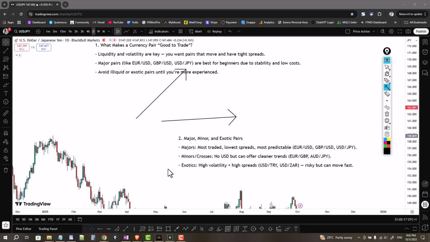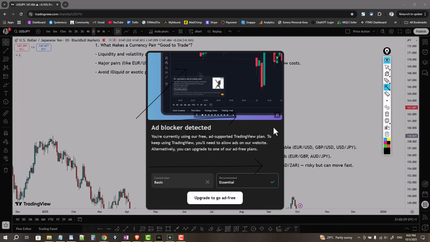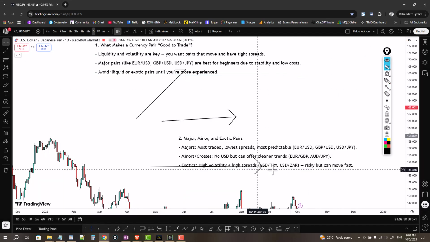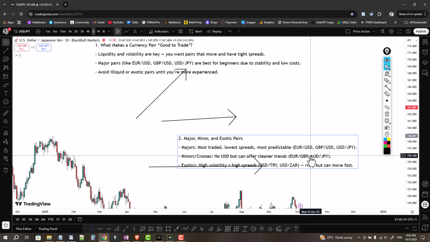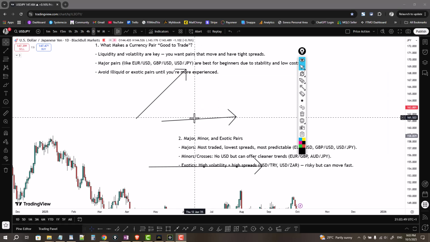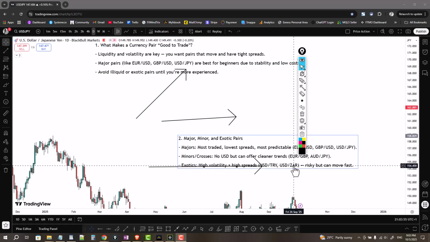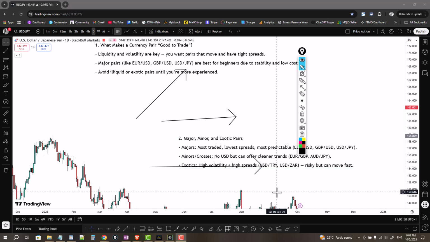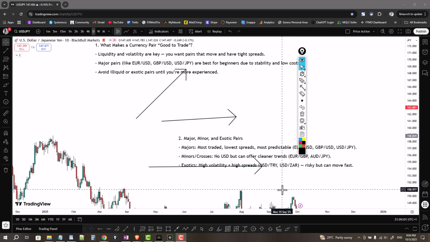And then last but not least, we've got the exotic pairs. An exotic pair is usually a combination of a high volatility and high spreads, okay? An exotic pair would be something like the USD TRY. Now, why is this called an exotic pair, even though we have the USD in the pair? This is because this is the Turkish lira, okay? And even though the USD TRY, which is the USD against the Turkish lira, or the USD against the South African rand, which is ZAR in this example, has the USD currency in the currency pair, it's not a major pair.